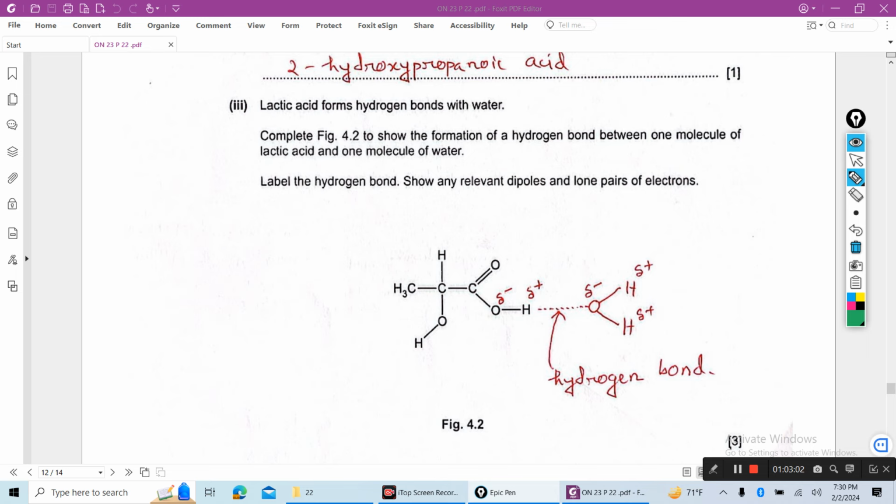And you can also show here the lone pair of electrons. Oxygen has two lone pairs of electrons. One lone pair forms a bond with hydrogen. So what is a hydrogen bond? The partially positive hydrogen of one lactic acid molecule attracts the partially negative oxygen of one water molecule. This dotted line is known as a hydrogen bond. Here the lone pair is asked for, so you can show two lone pairs. Oxygen has two lone pairs of electrons, you know.